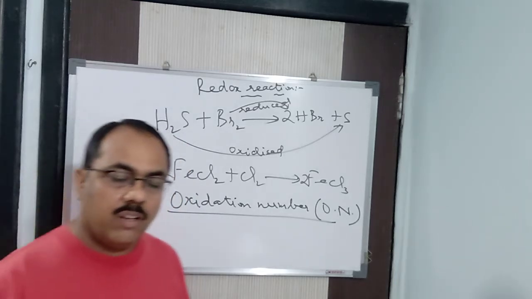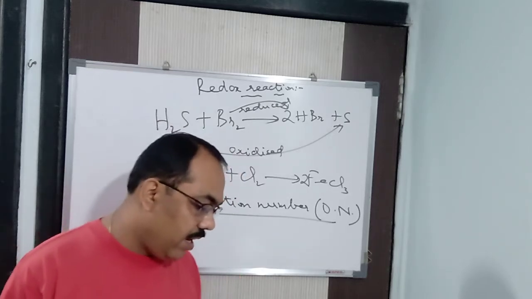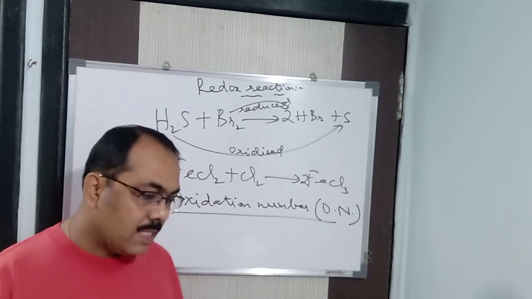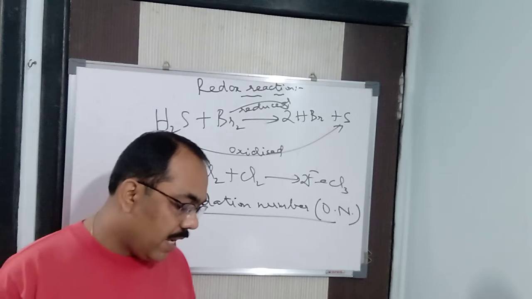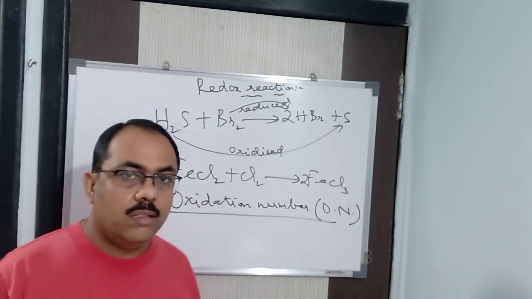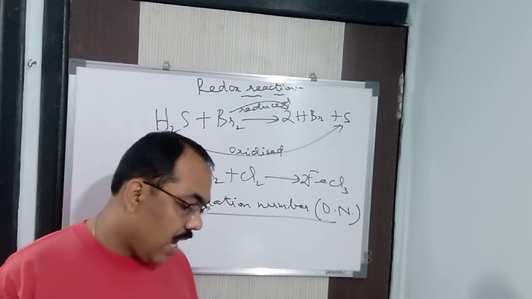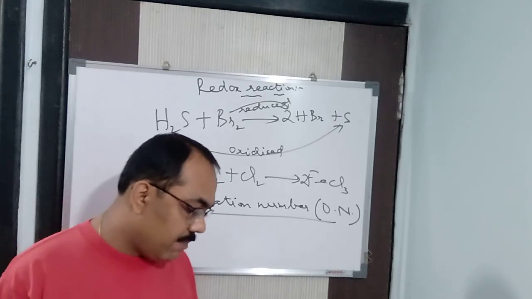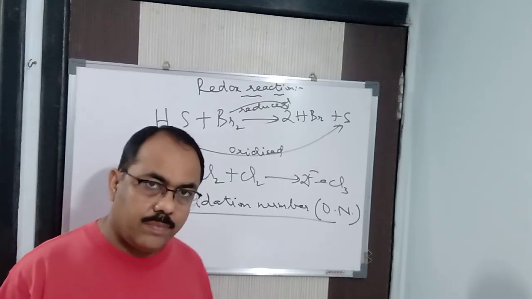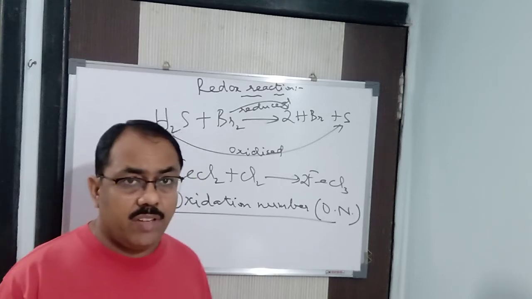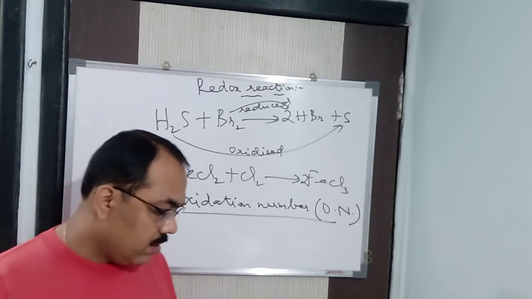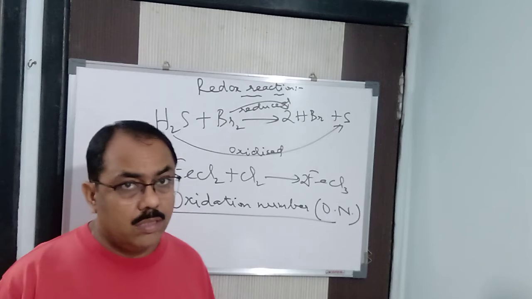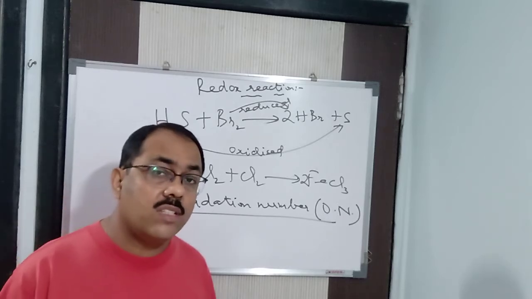Oxidation number of an element, you can write it down. Oxidation number of an element may be defined as the charge which an atom of the element has in its ion, or appears to have when present in the combined state with other atoms. Oxidation number is also called oxidation state. Very important.